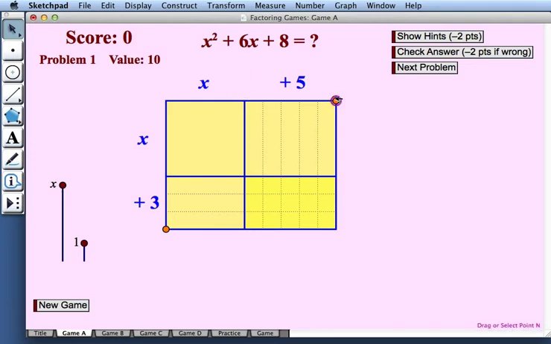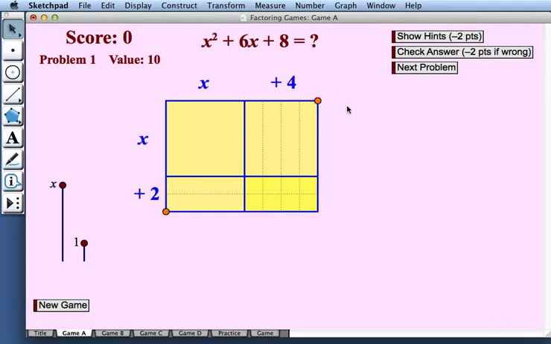So I can drag either of these orange points to change the constants being added to x. Since I need to have a plus 8, how about I have plus 2 and plus 4? So I have x squared plus 4x plus 2x plus 8, and that should give me what I need. I'm pretty confident about this, so I'm just going to press Next Problem.